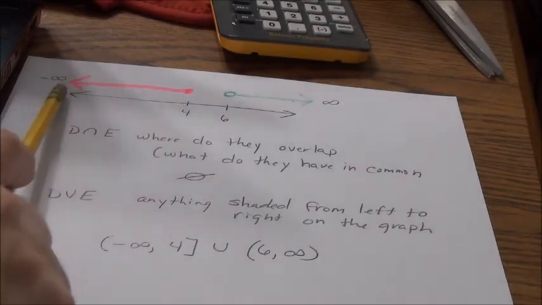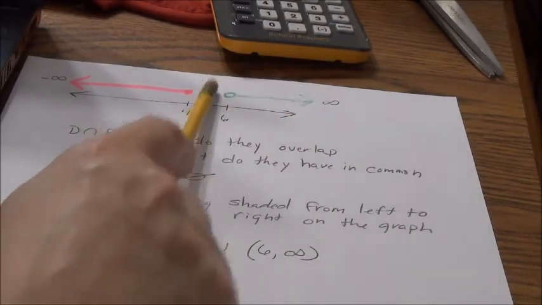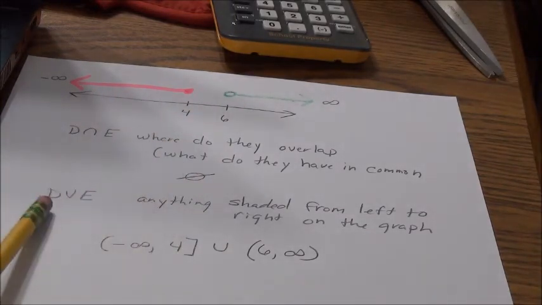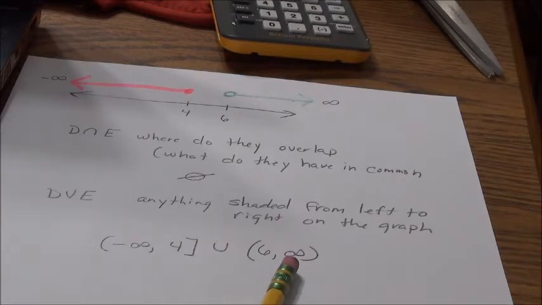So if your graph ends up being two separate directions and a space in the middle, your intersection should be no solution, your union should be two separate sections.